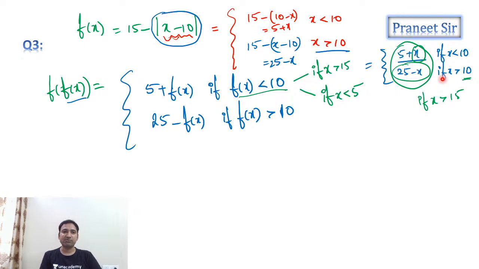Once we got f of x, we need to calculate f of f of x. How much are we getting for f of f of x? In place of x, directly we substituted f of x. If you substitute f of x in place of x, how much are we getting? 5 plus f of x when f of x is less than 10, and 25 minus f of x when f of x is greater than 10. Okay, so these two conditions we got. Clear now?